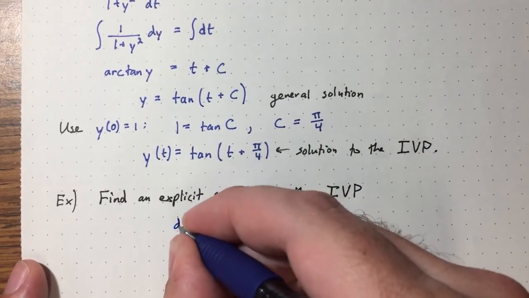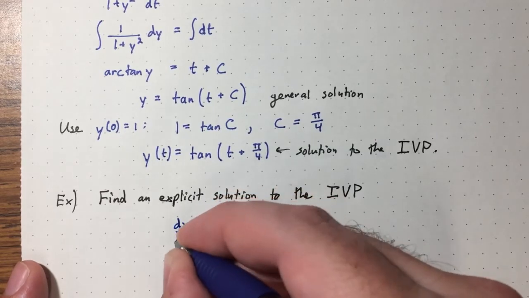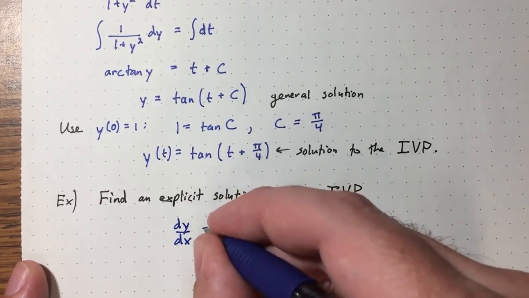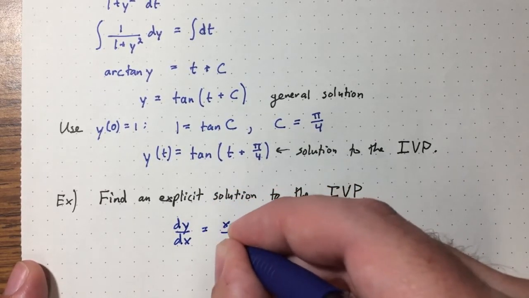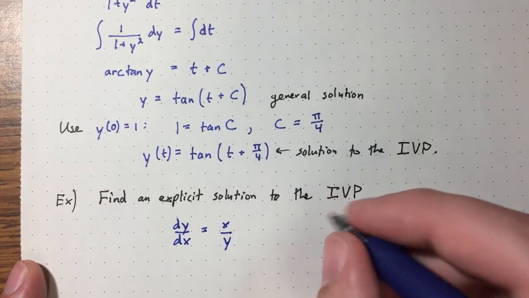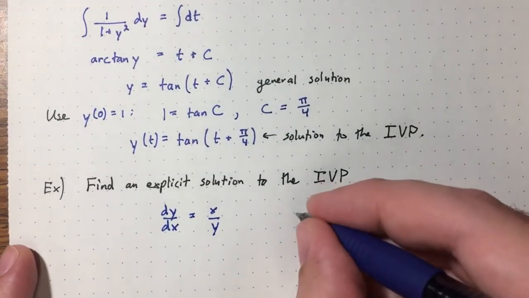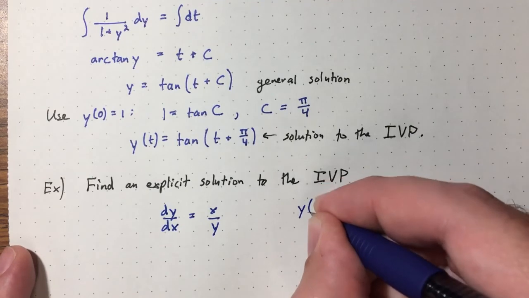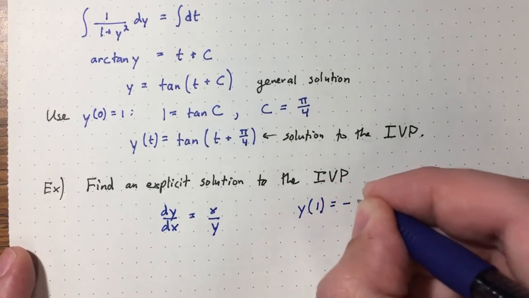And this time let's use x as the independent variable, just to change things up a little bit. dy dx equals x over y. And it's an initial value problem, so I have to give you an initial condition. We'll say y of 1 equals -2.